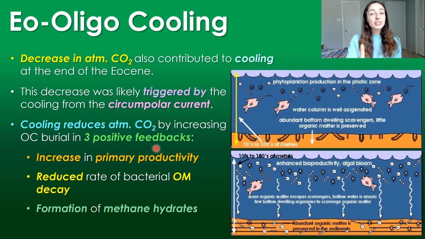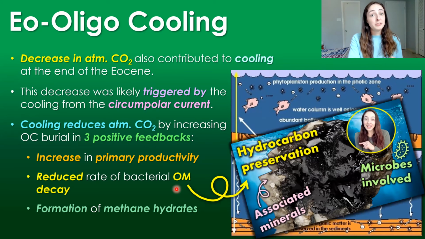One, an increase in primary productivity. High primary productivity rates increase organic carbon burial because more organic carbon gets past the decayers, the bacteria. And this was accompanied by a reduced rate in bacterial organic matter decay. I talk about the conditions that favor organic carbon burial or hydrocarbon preservation in my hydrocarbon preservation video. If you want to check it out, I'll link it up here to the right.